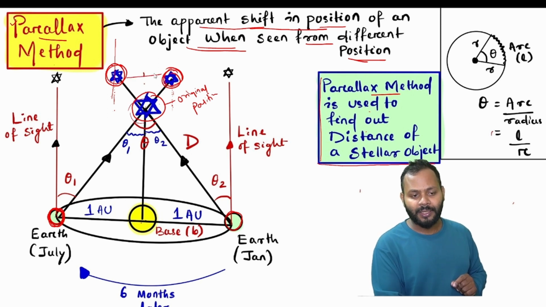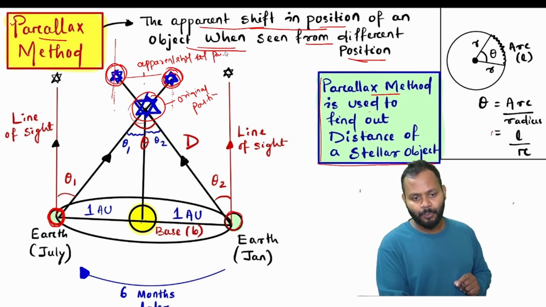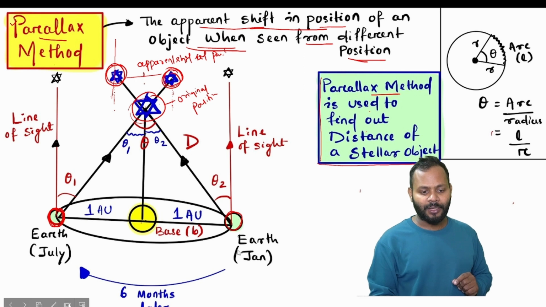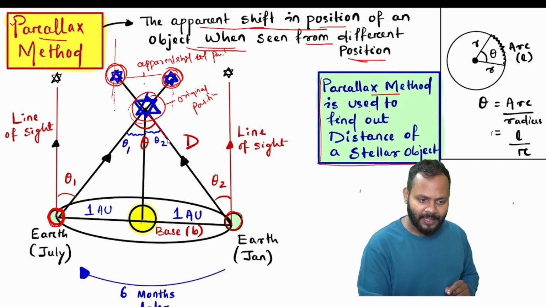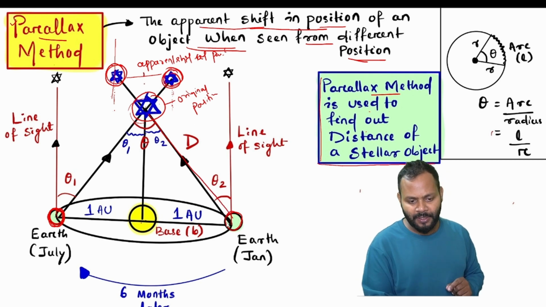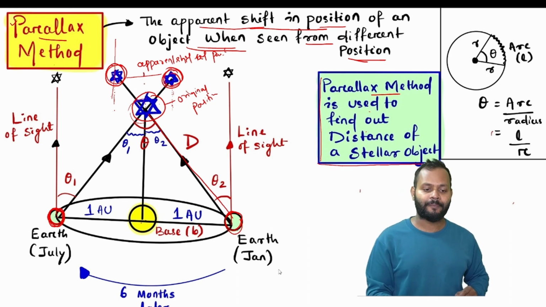Now this is called what? Apparent shift of position. Now what you need to find is this particular distance. This is the viewpoint and this is the star. Between the viewpoint and the star, you have to find this distance.